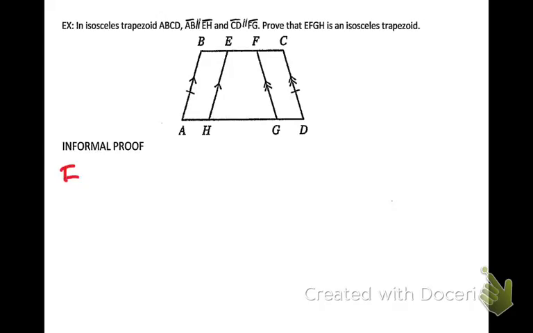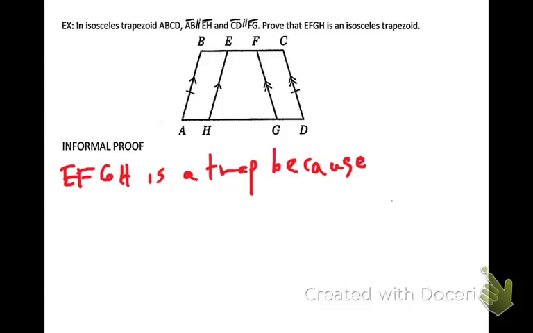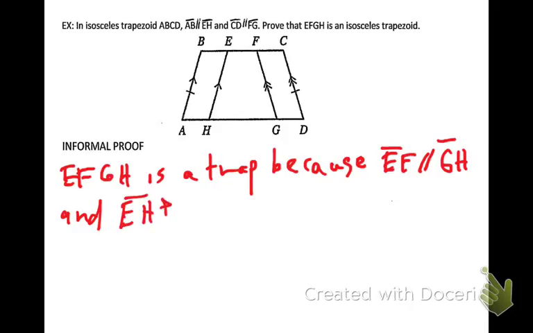We could say EFGH is a trapezoid because EF is parallel to GH and EH and FG are not parallel. All right.